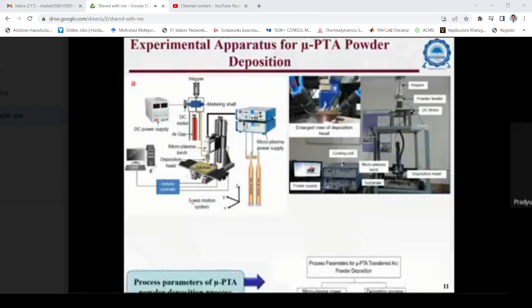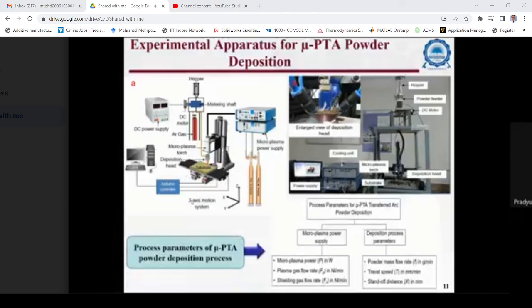Next, the process parameters used for the microplasma transfer arc powder deposition process. The figure represents the important process parameters of the microplasma transfer arc process. The first is the microplasma power supply, and the second is the deposition process parameters. Microplasma power supply parameters are plasma power, plasma gas flow rate, and shielding gas flow rate. Deposition process parameters are powder mass flow rate, travel speed, and lastly the standoff distance.